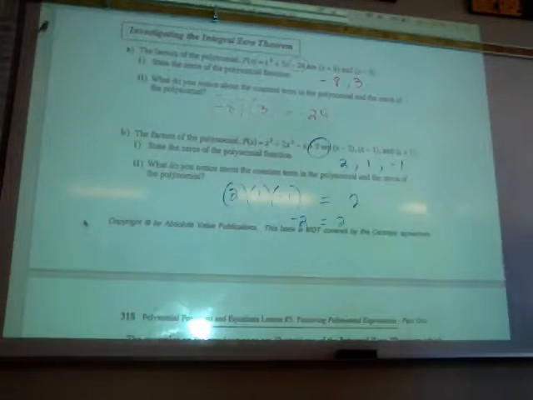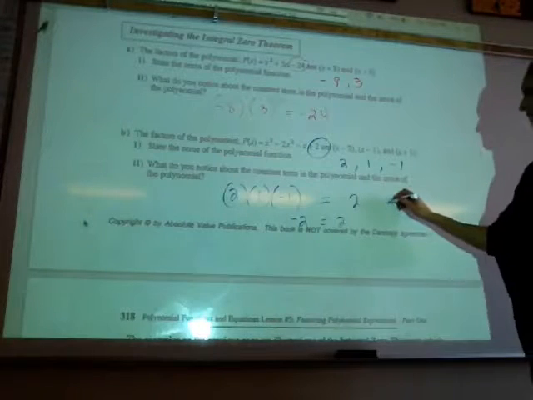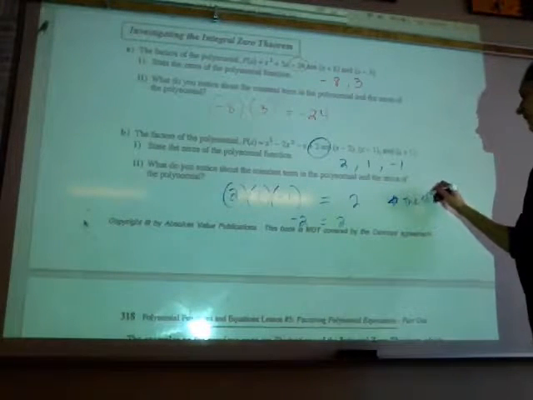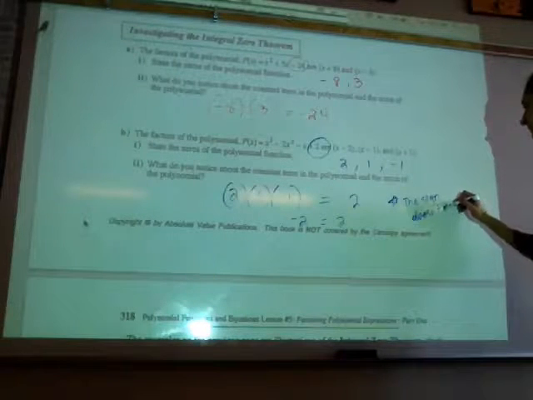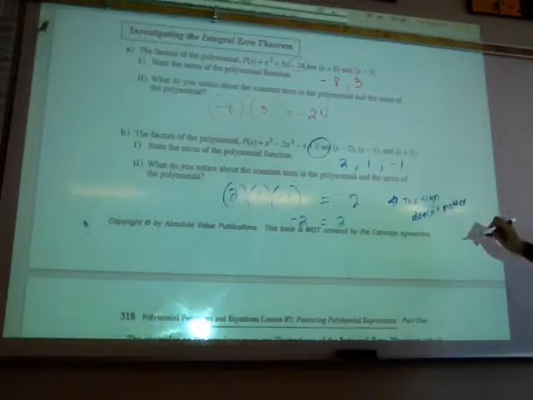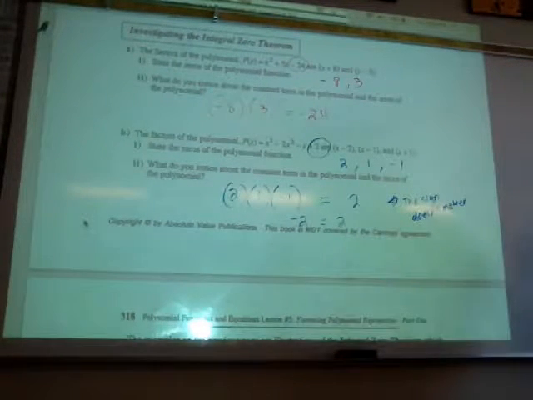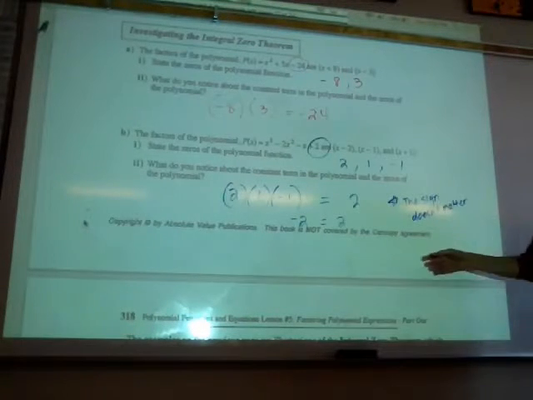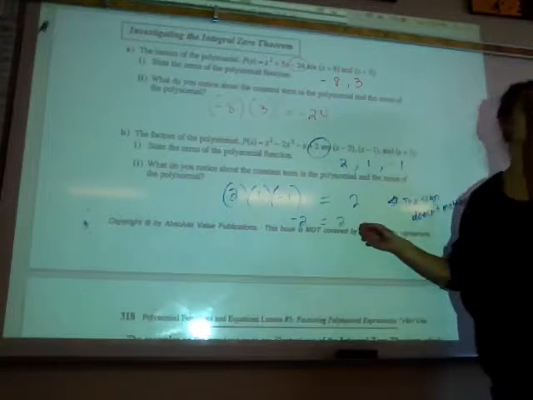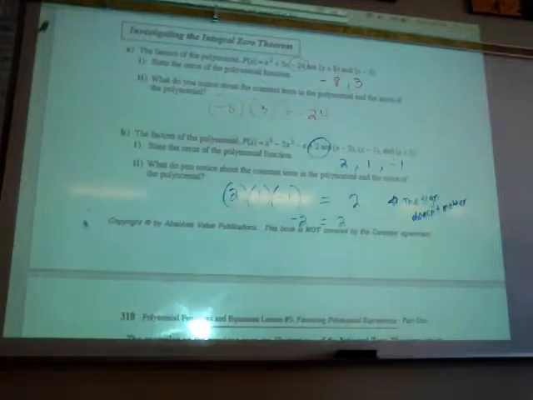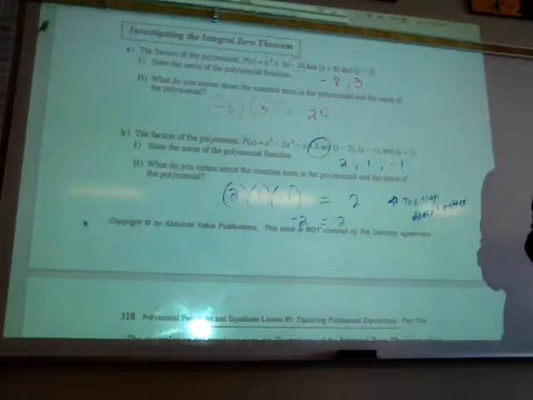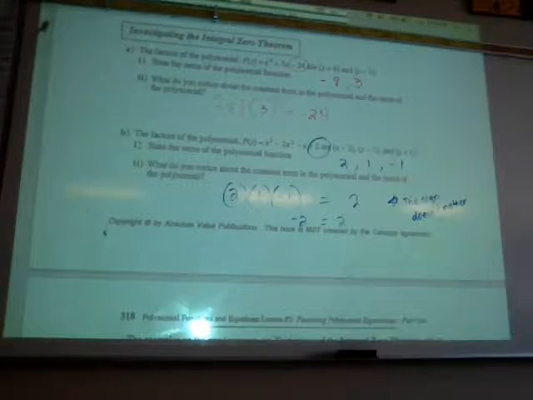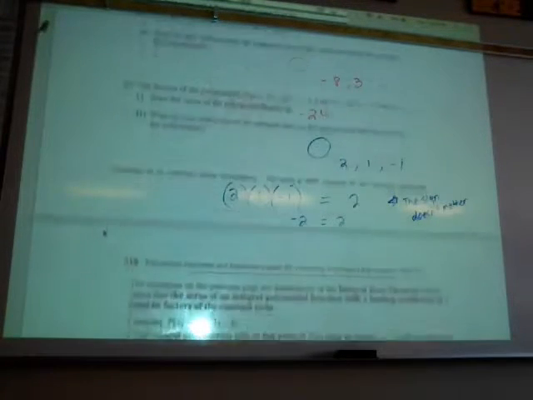One thing that's important to note is the sign doesn't matter. What we're seeing is that all of these zeros that we're finding are actually factors of the constant. Okay, all of the zeros are factors of the constant. And that's going to help us break down polynomials.